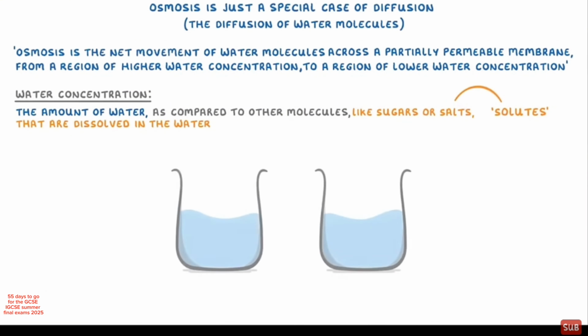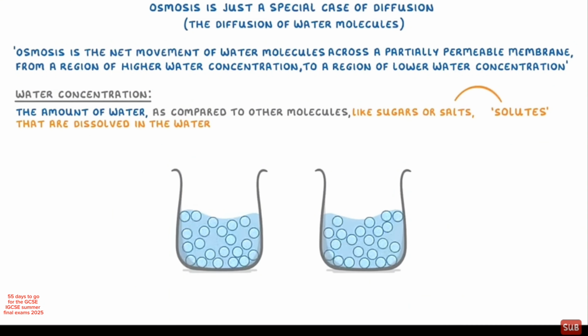To see what I mean, let's take two beakers, each with the same amount of water in. And to make it easier to understand, we're going to represent the water as these blue particles. If we then add one particle of solute to the left beaker, and 3 particles of solute to the right beaker, then the beaker on the right will have a higher concentration of solutes than the one on the left, because it has more solute molecules.